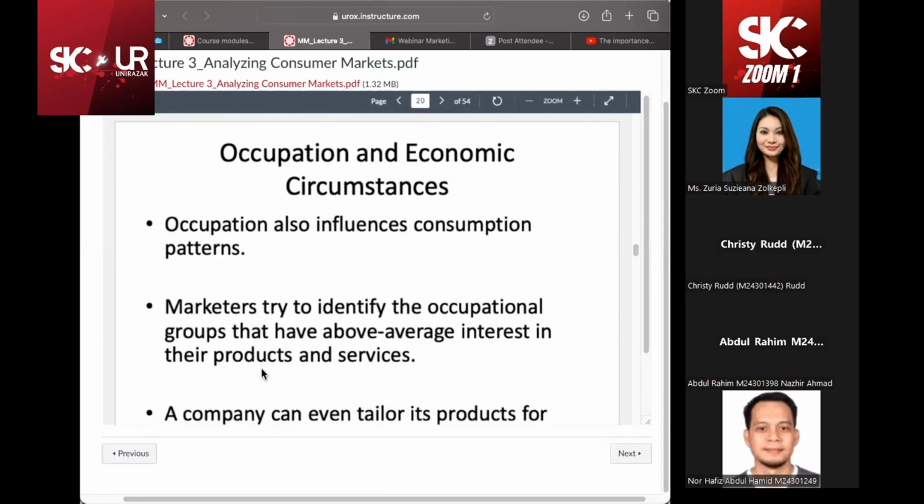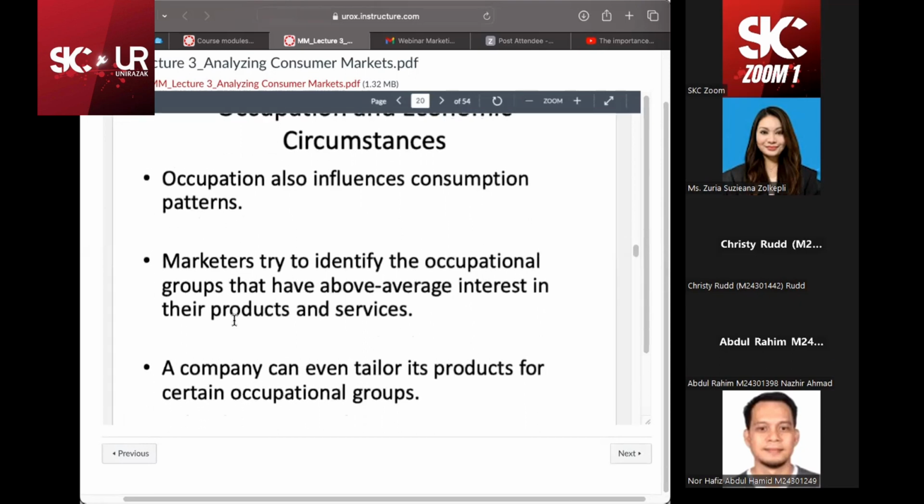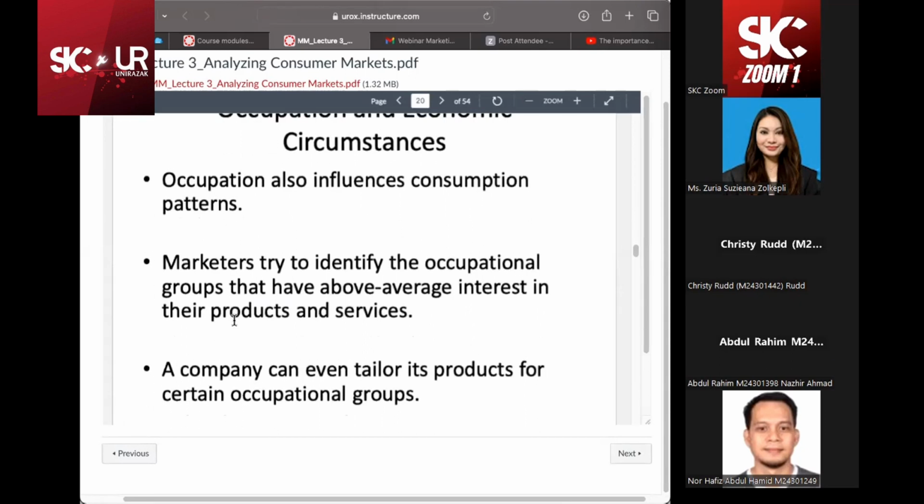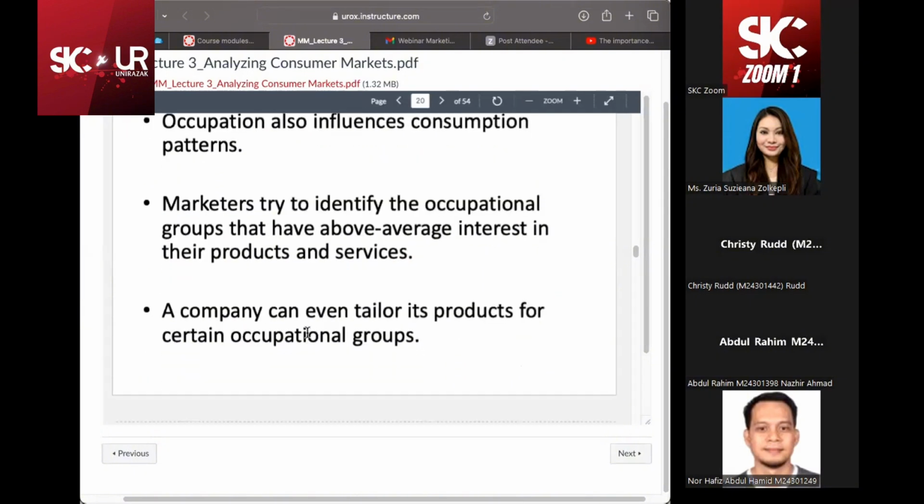And then in terms of your occupation and economic circumstances, occupation also influences consumption. This is what our friends said just now, right? Like engineers, when they go to the site, they are required to have a certain apparel that matches the occupation or the activity on that site. Marketers try to identify the occupational groups with above-average interest. A company can even tailor its product to a certain occupational group.